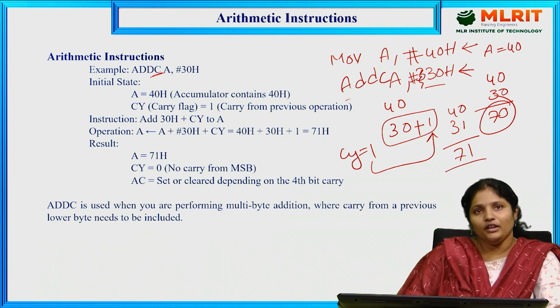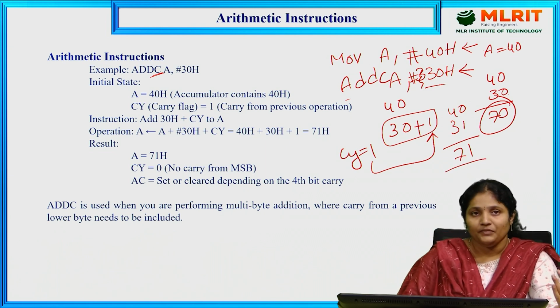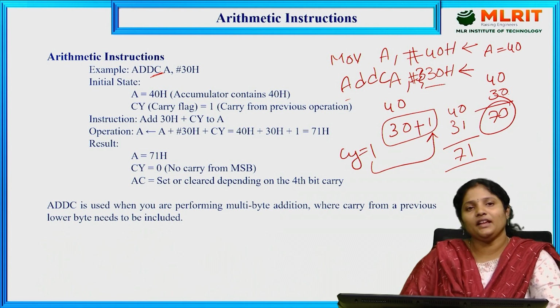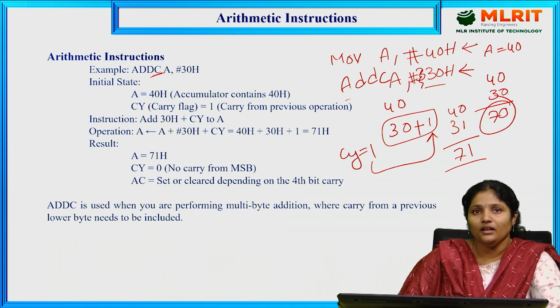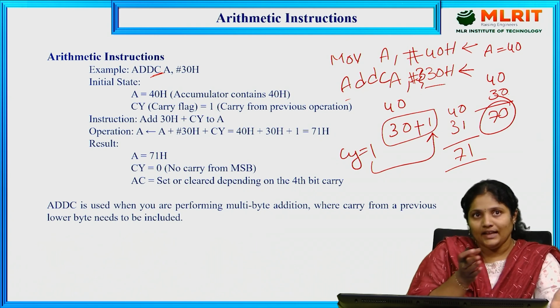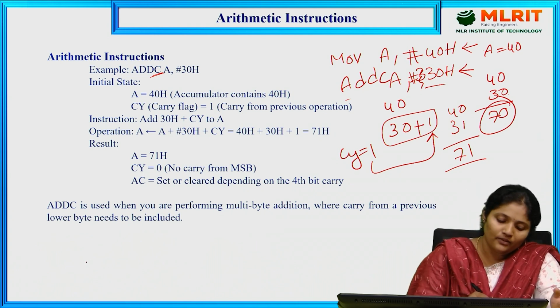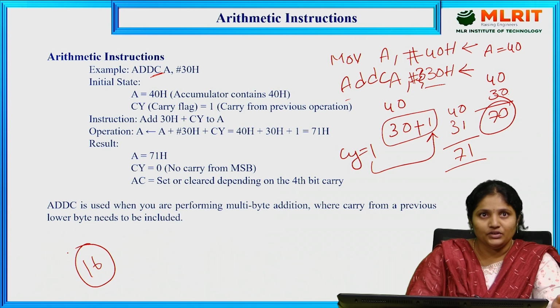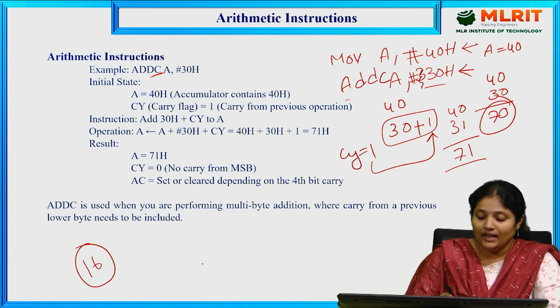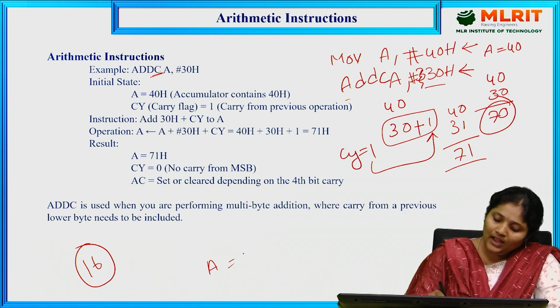So why are we using this carry? Add with carry is used when we are performing multi-byte addition. Suppose the carry performs the next byte operation. Suppose I am performing a 16-bit addition. The general purpose registers won't hold 16-bit data, so I will take A to hold the highest data and B to hold the lowest data.